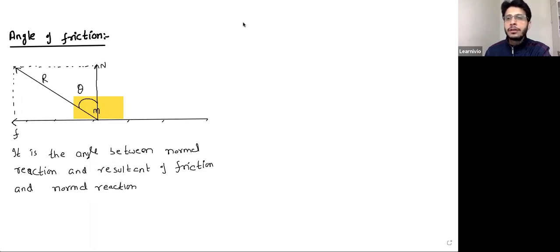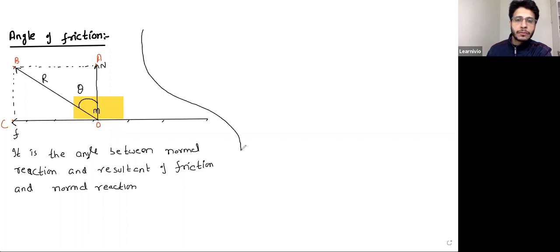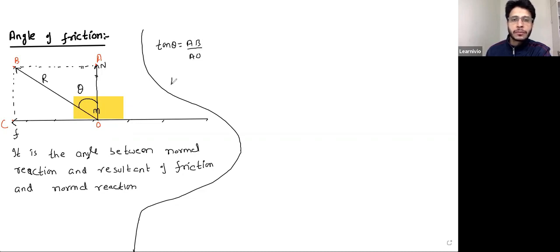Now, if I name this triangle, I say this is point O, this is point A, this is B, and this is C. In this triangle, we can calculate tan theta. This is perpendicular over base, which means this is AB over AO. This side AB is parallel to the frictional force, so this is F.